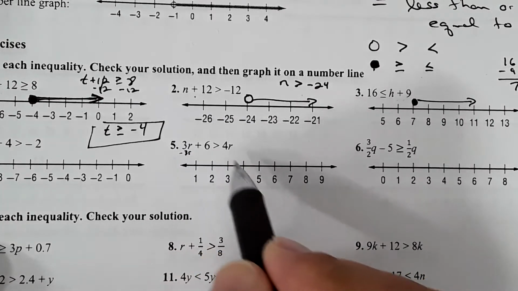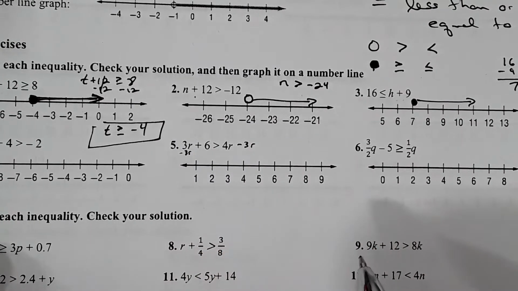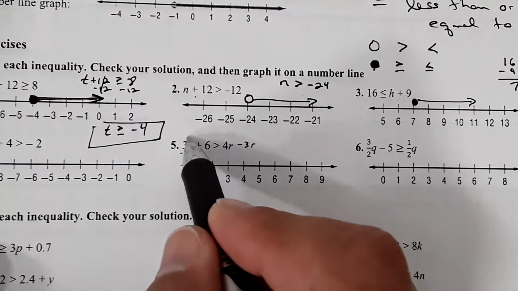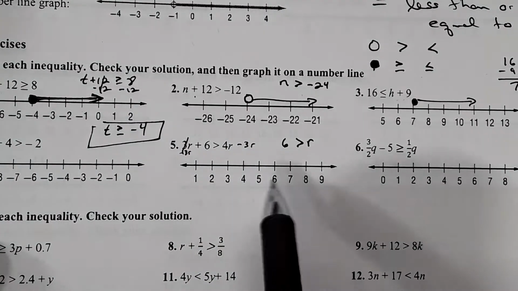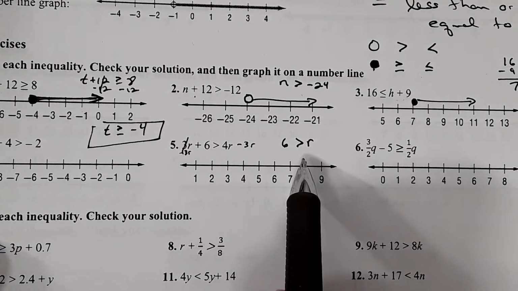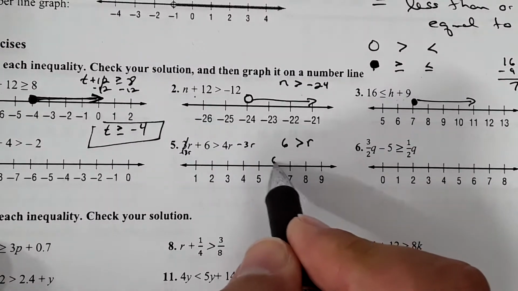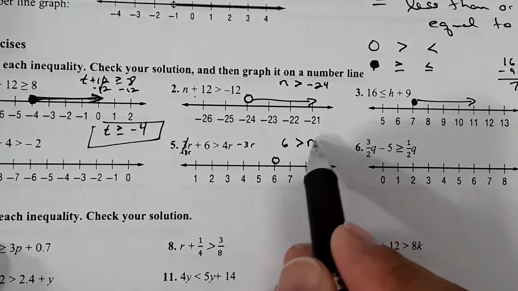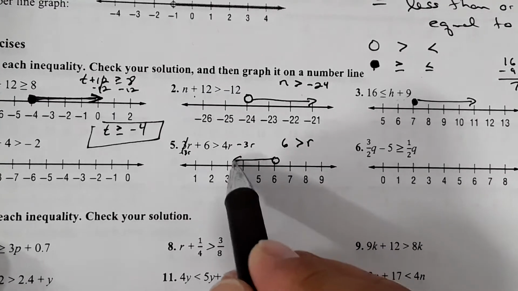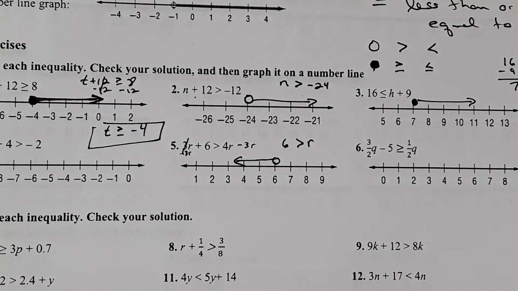So if I minus 3r here and minus 3r here, I'm going to be left with 6 is greater than 1r, or just r. See how this is written backwards? I'm going to have an open circle on 6, and this says that 6 is greater than r, or r is less than 6. So this would go this way. Okay. All right.